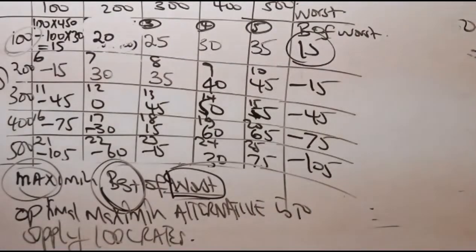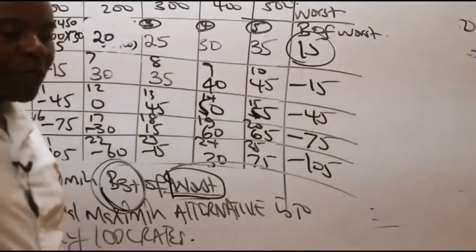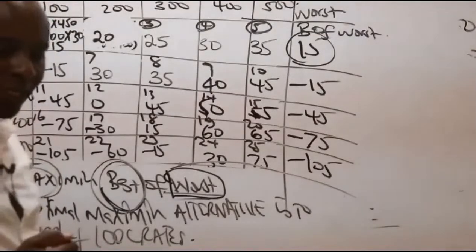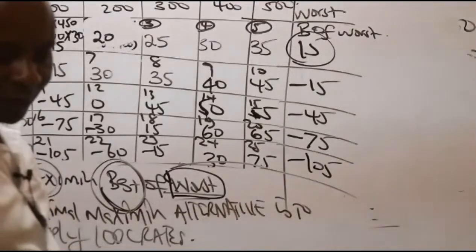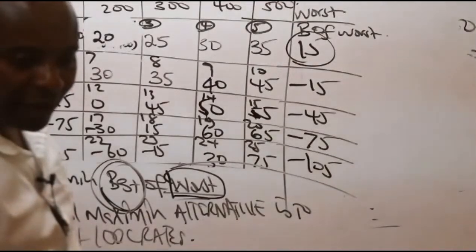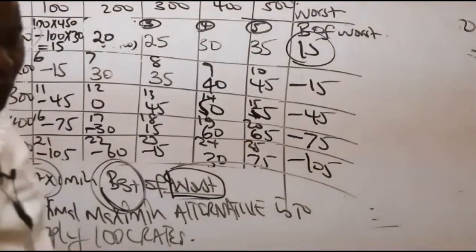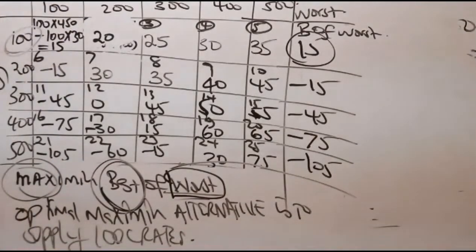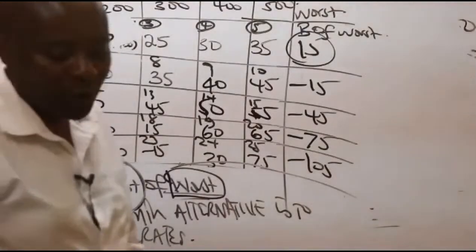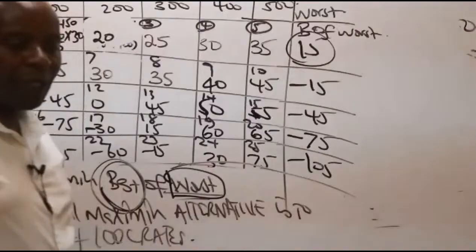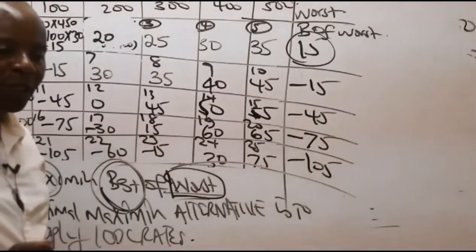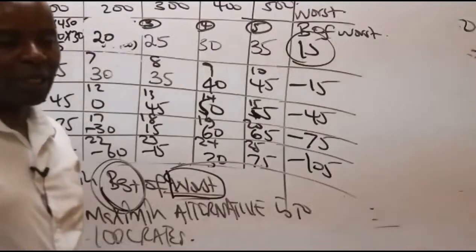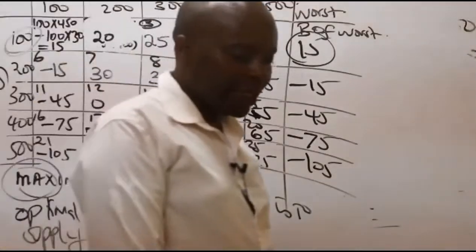Yes. Thank you very much. Now, although they never asked us this, what if they wanted us to give them the best on the basis of EMV, expected monetary value? What would we have done? Expected monetary value, of course, we would have needed probabilities.